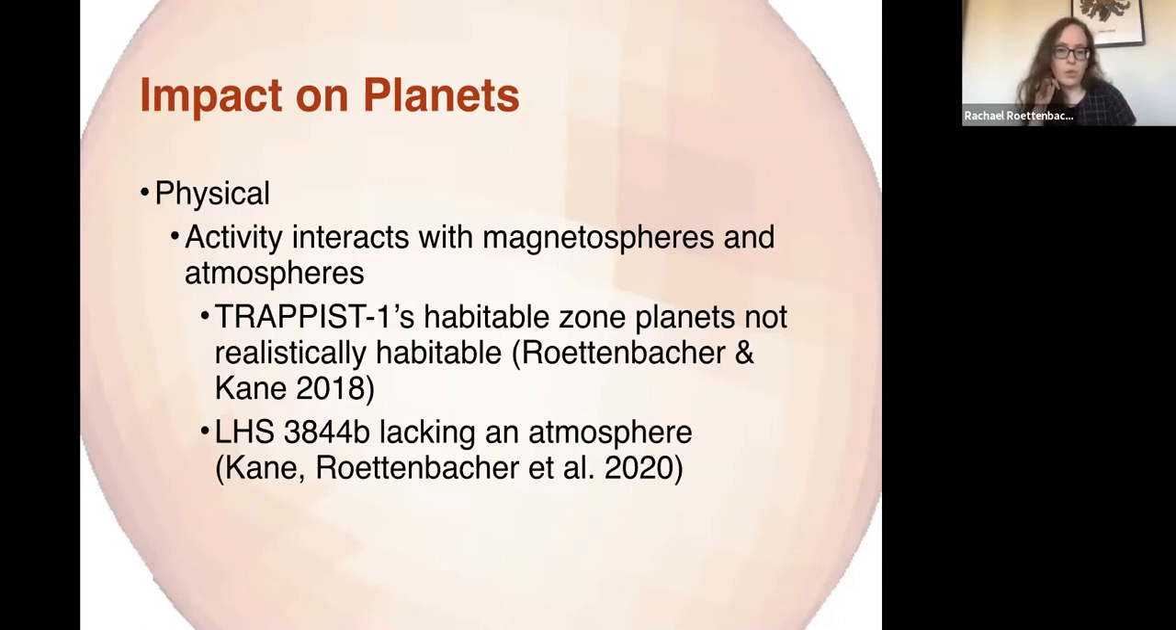And here are just two papers that I've been a part of that show that realistically habitability on the TRAPPIST-1 systems, and on the 3 planets that are in the habitable zone, is not really a likely scenario because we see that there's so much activity on the star. And similarly, we looked at LHS 3844b, which I believe Laura Kreidberg showed didn't have an atmosphere, and we looked at what had happened previously to the star, in part due to the stellar activity of its host star, to show that might be what had contributed to it not having an atmosphere.